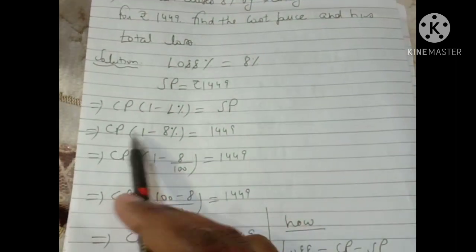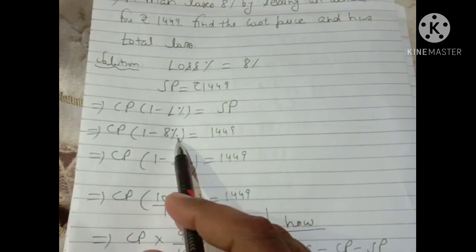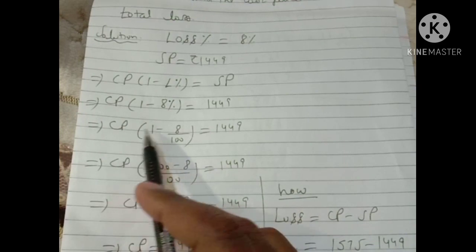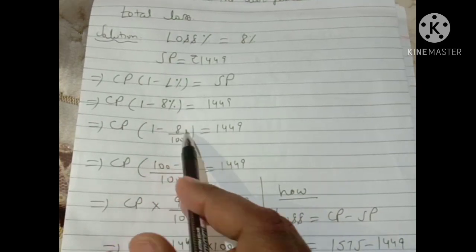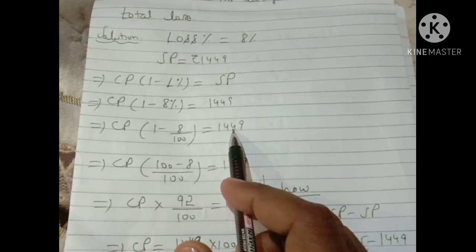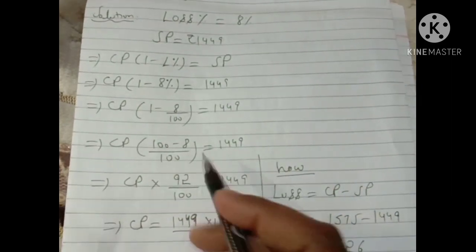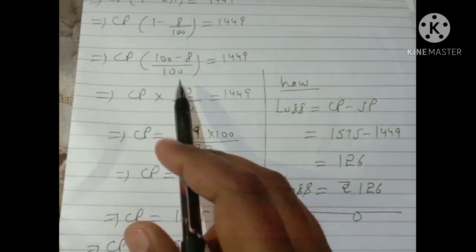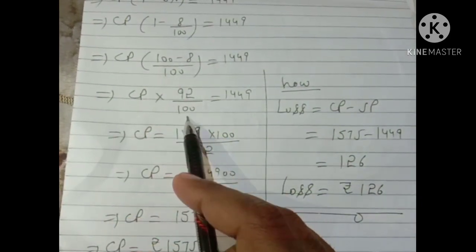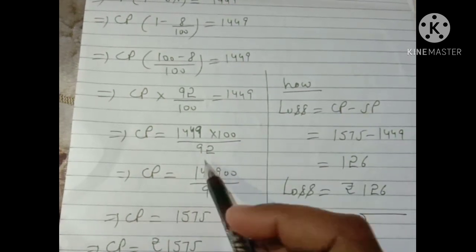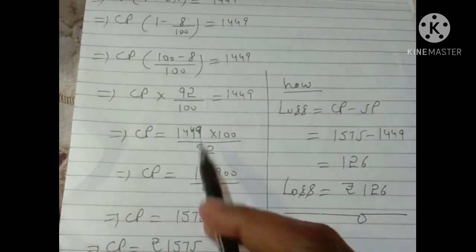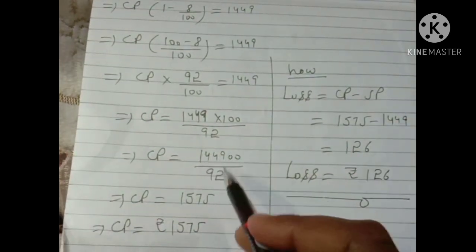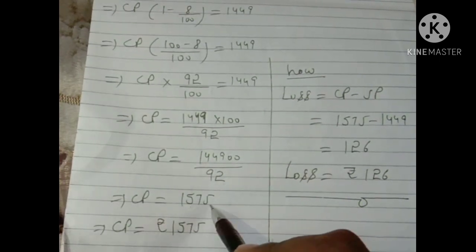Now it will become CP into 1 minus the loss percentage given, that is 8%, is equal to 1449. In the next step, CP into 1 minus 8%, again we write this as 8 by 100, is equal to 1449. And now we have to take the LCM. First of all see only this side: 100 minus 8 becomes 92 over 100 is equal to 1449. And after rearranging the terms it becomes CP is equal to 144900 over 92. After dividing the whole term by 92 it becomes 1575.